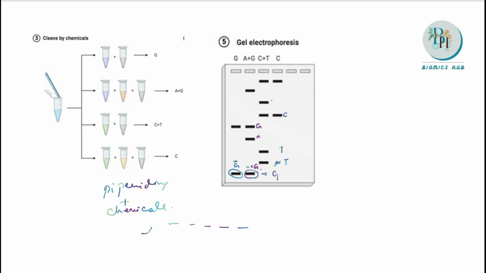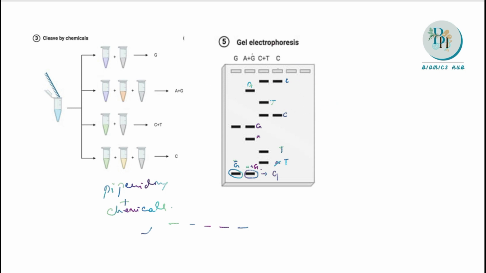The next is C plus T. Here C is not coming. That is the reason it is T. Here we can see it is A plus G. Here G is not coming. That means it is A. Here again we can see C plus T as well as C. That means this goes for C. This is how we can interpret this.